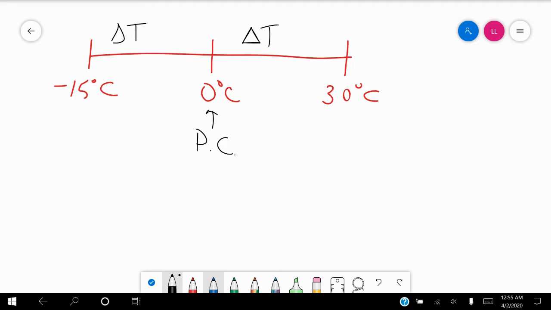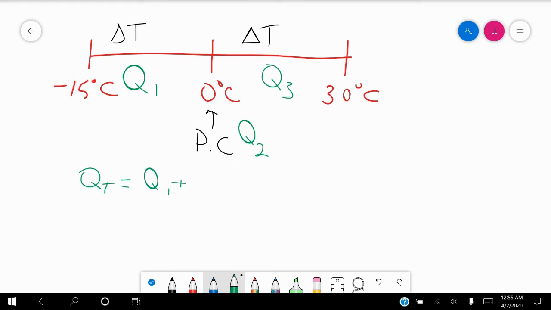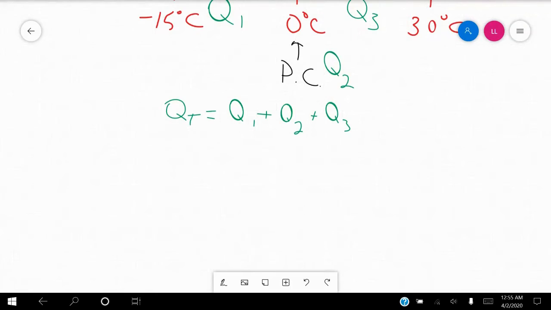The big thing is that students will want to go from negative 15 degrees all the way up to 30 degrees in one MCAT equation, but you have to separate into three different heats: Q1, Q2 at the phase change, and then Q3 here in the final temperature change, and then our total heat is just the sum of these three. So you have Q1 plus Q2 plus Q3. But the first thing we do is determine these heats so that we can plug them in.